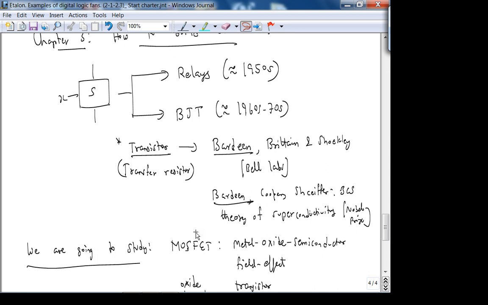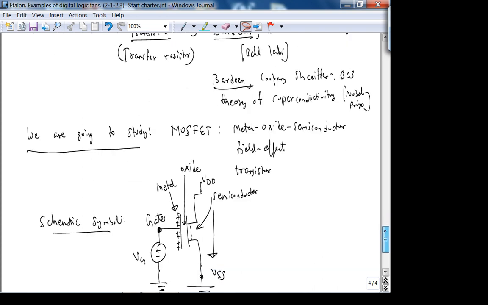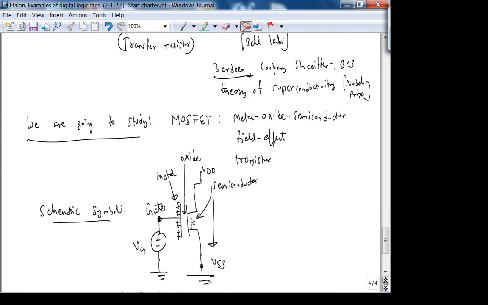So there are two main kinds. There are many varieties of transistors. Technically speaking, we are talking about the n-channel enhancement mode metal oxide semiconductor field effect transistor. For us, it's a transistor. So you put positive charges here, you get negative charges induced.